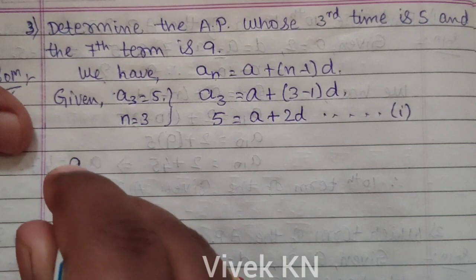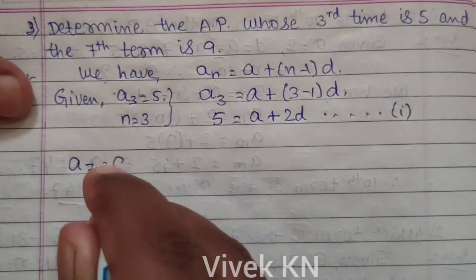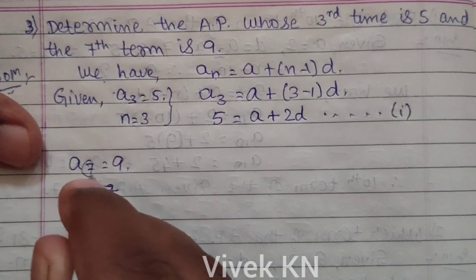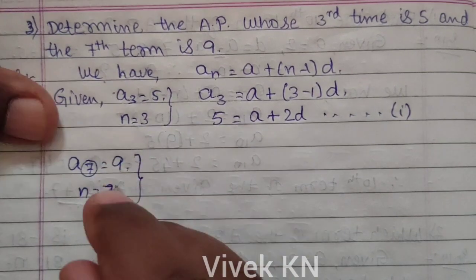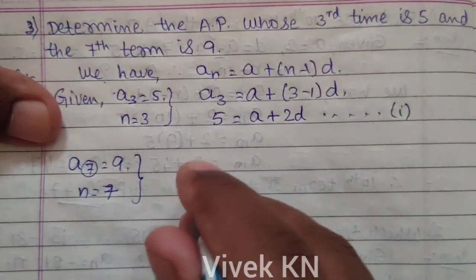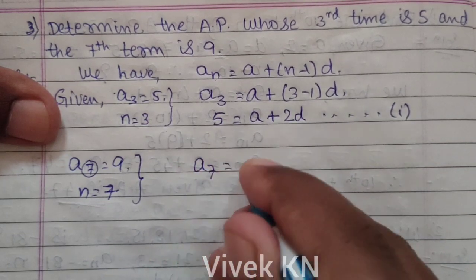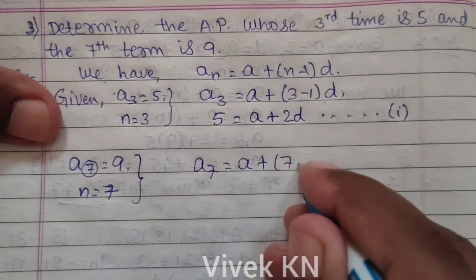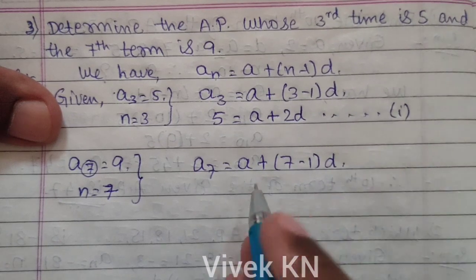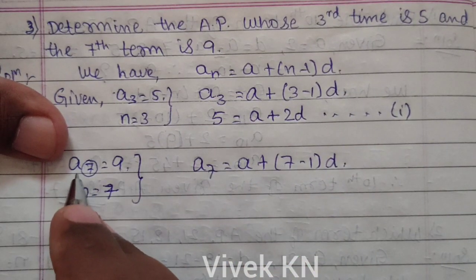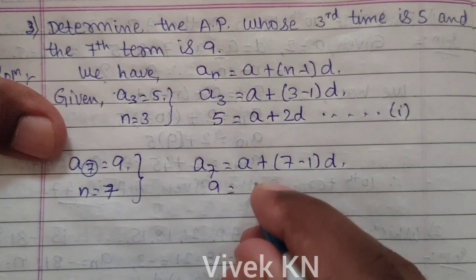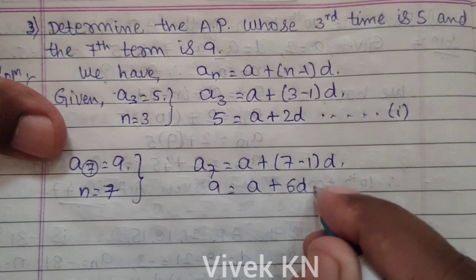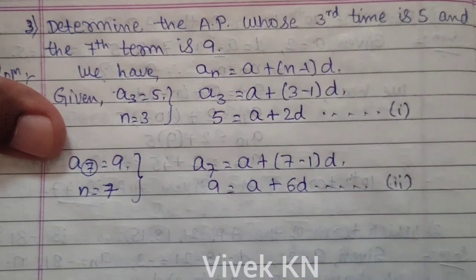And they also given seventh term is 9, that is n is equal to 7. So substituting this value into this general formula, we get a7 is equal to a plus, what is the value of n? 7. 7 minus 1 into d. Here the seventh term value is 9. 9 is equal to a plus 7 minus 1 is 6, 6 into d. This is equation number 2.